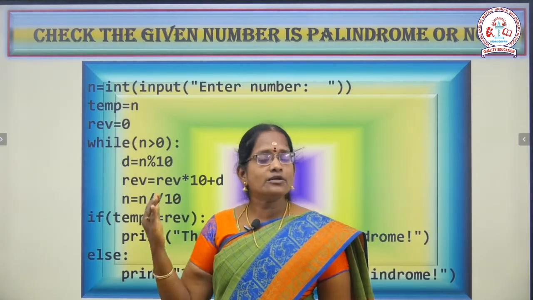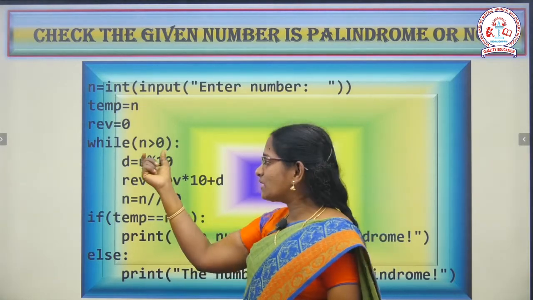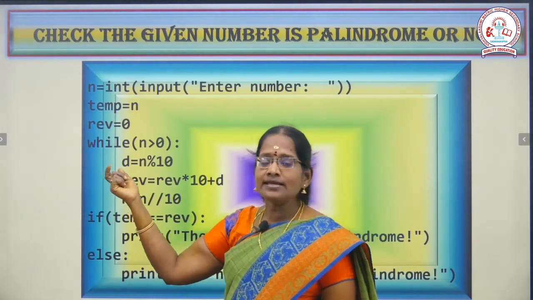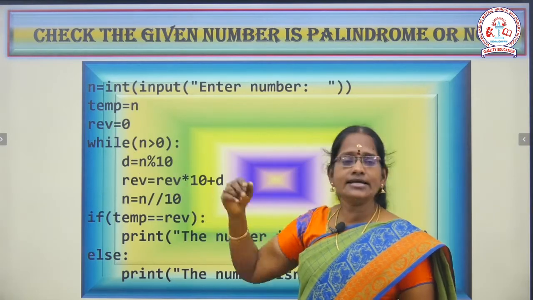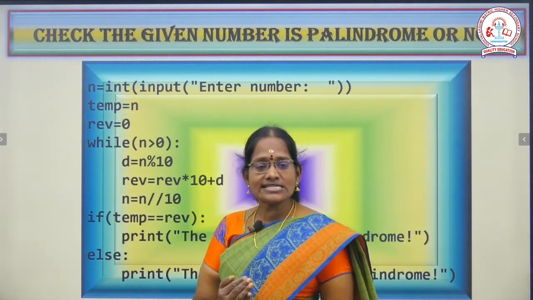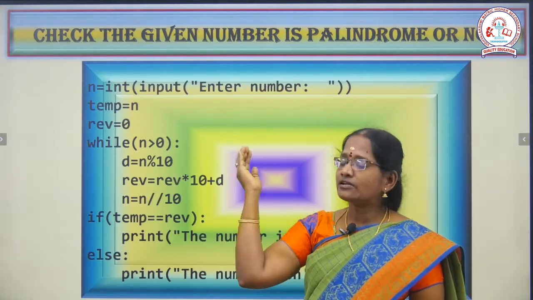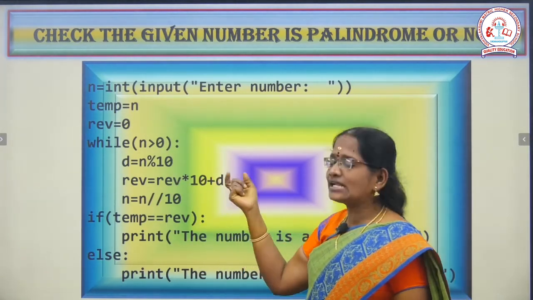For example, 124 divided by 10, the remainder value is 4. The remainder value 4 is stored in the D variable. Next statement: reverse is equal to reverse into 10 plus D. Reverse is equal to reverse into 10 plus D.